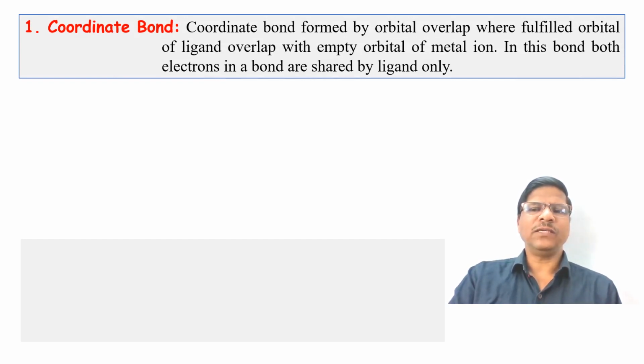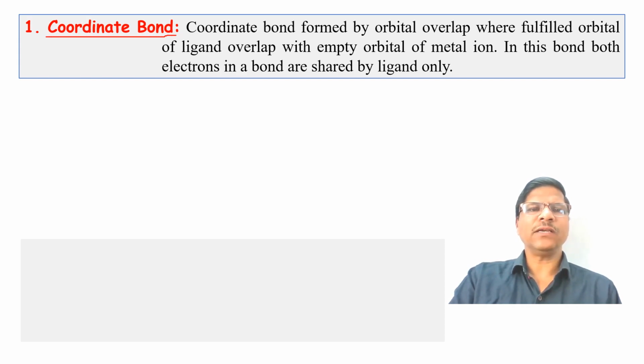So the very first definition in the coordination chemistry that all the students must know is the coordinate bond. So how are the bonds formed? There are different types of bond: ionic bond, covalent bond, coordinate bond and metallic bond. Among these four types of bond, in the coordination compound there is formation of coordinate bond.